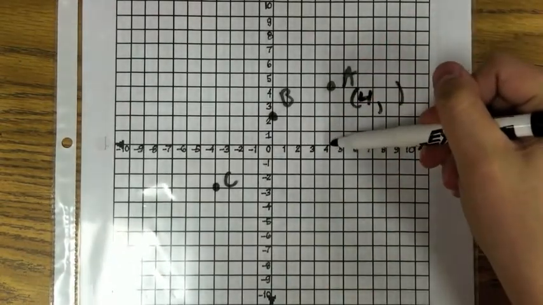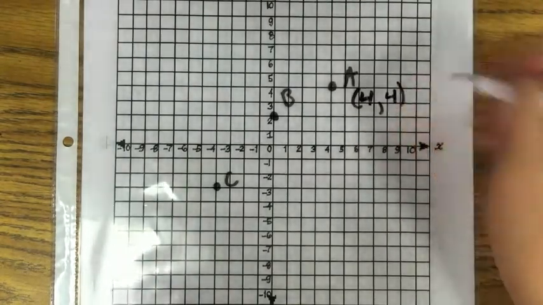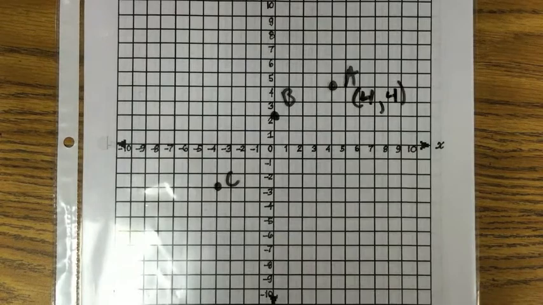So we're still at 4. Well, we're going up, so that's positive. We're going 1, 2, 3, 4. Done. Okay. Let's try B.